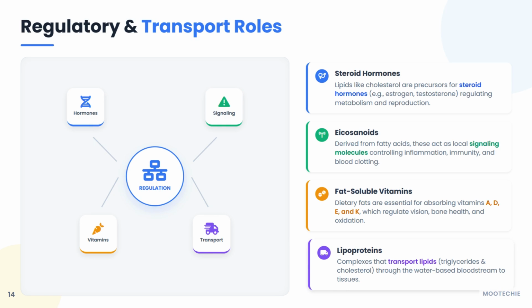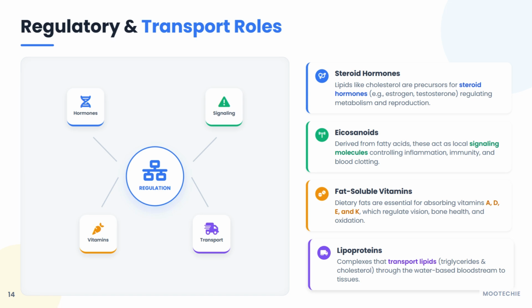Fats are also master regulators. Let's explore their regulatory and transport roles. They are crucial for creating steroid hormones. Lipids like cholesterol are the precursors for steroid hormones such as estrogen and testosterone, which regulate everything from metabolism to reproduction. Then we have eicosanoids. These are signaling molecules derived from fatty acids. They act locally to control important processes like inflammation, immunity, and blood clotting.